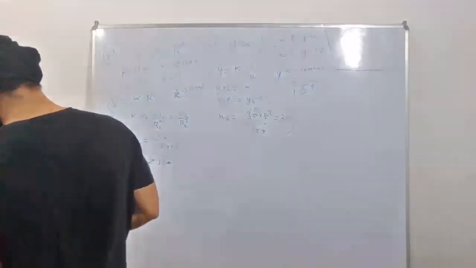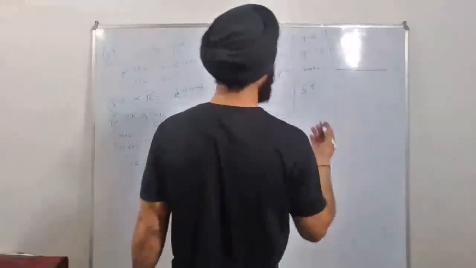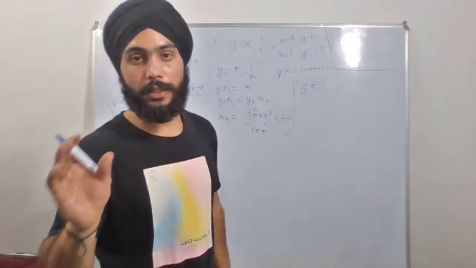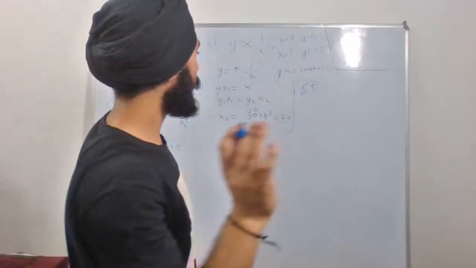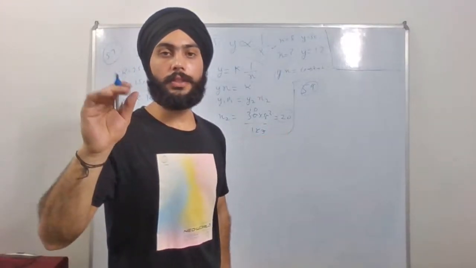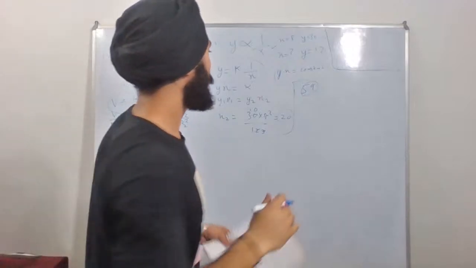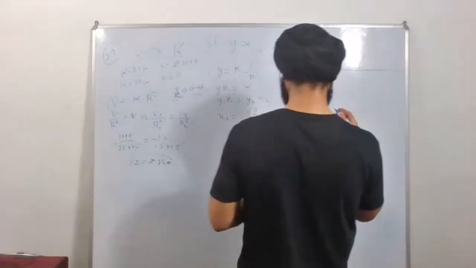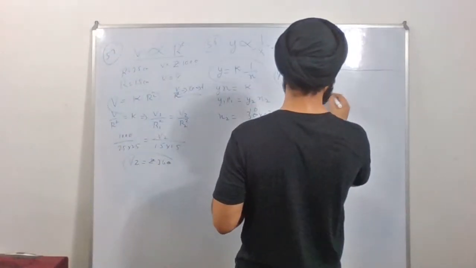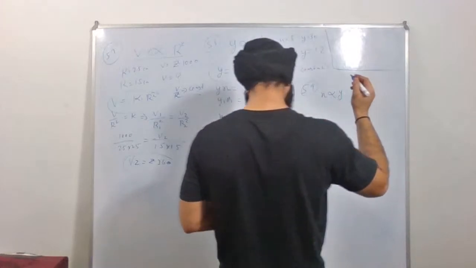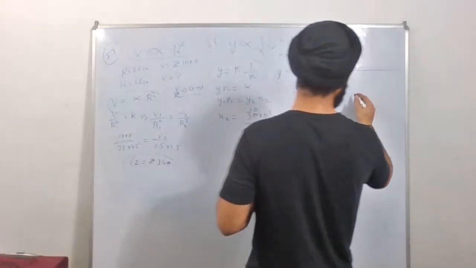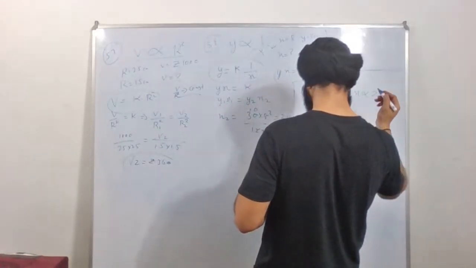X varies directly with y. Now we are going to start the joint variation questions. So from here, this is our first question of joint variation. If x directly varies with y, x is directly proportional to y as well as z, means x is also directly proportional to z.